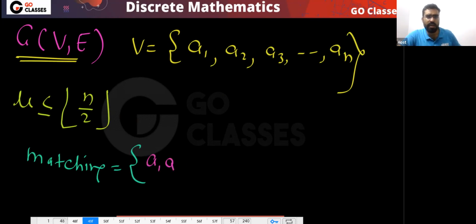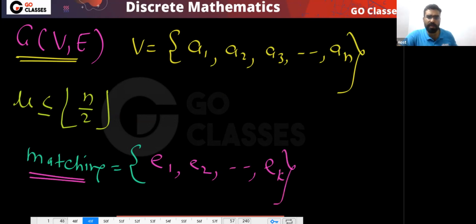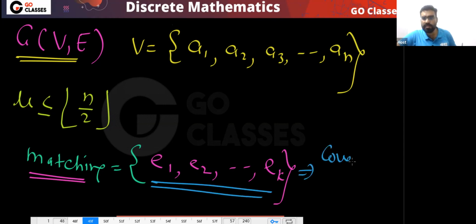For example, let us assume that you have E1, E2, and so on up to EK. Let's assume this is your matching, E1 to EK. Now, if this is the matching, how many vertices are covered by this? This matching covers 2k vertices.